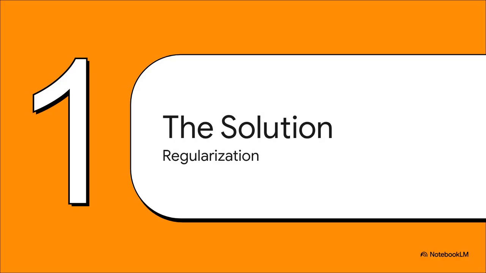So, how do we stop our models from, well, basically cheating? This is where a technique called regularization comes in. You can think of it like a coach for our model, teaching it some discipline and stopping it from getting too complex and way too overconfident.